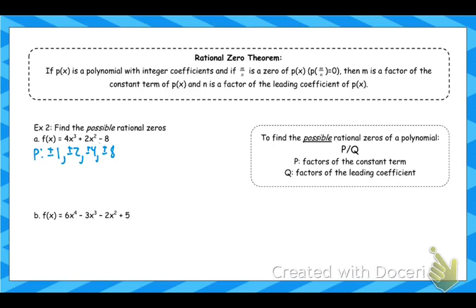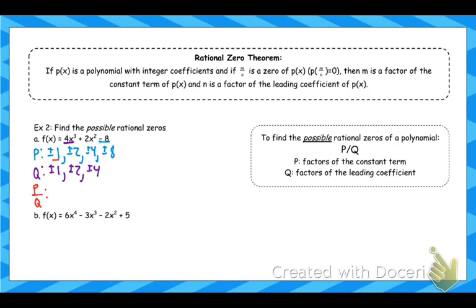All right, then we're going to move on and look at q. Q are the factors of the leading coefficient. Remember, that's the coefficient in front of the highest exponent term. So q here is going to be plus or minus 1, 2, and 4. So once we've found all those values, all we do is come up with the possibilities of p divided by q. We take every p and we divide it by every q.